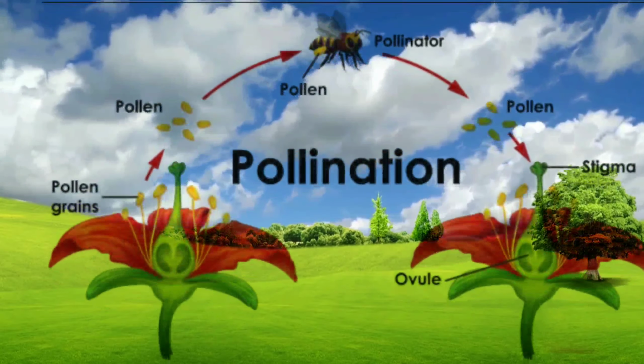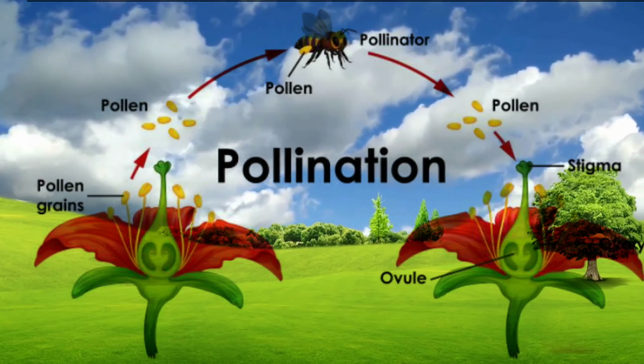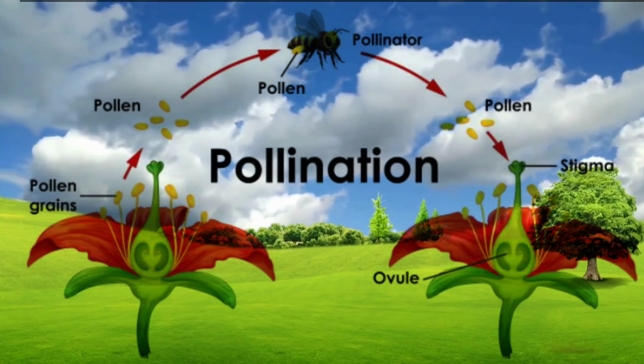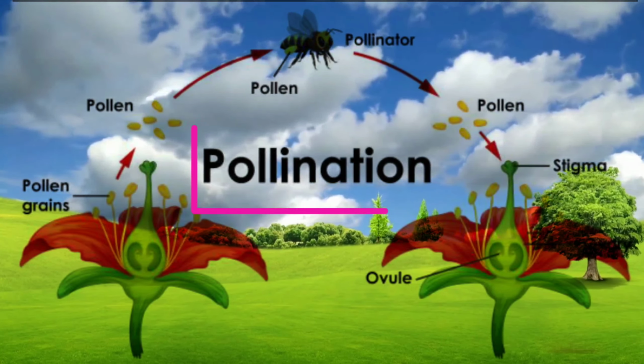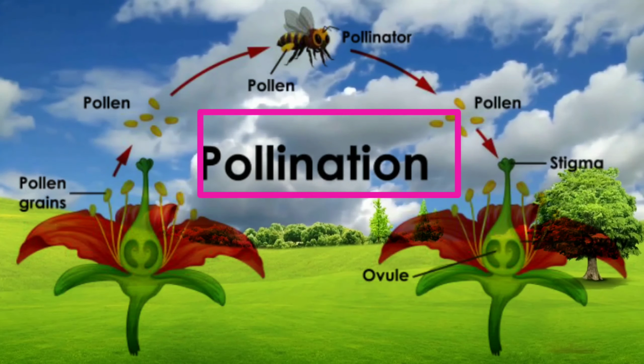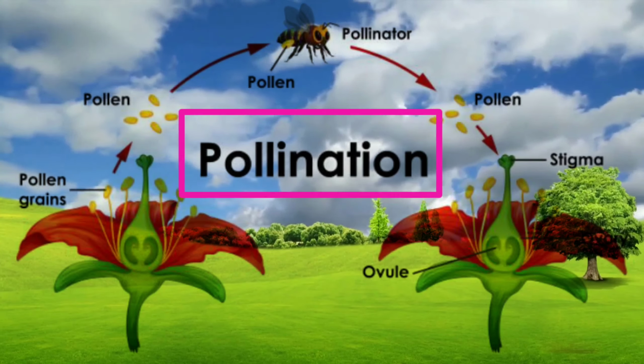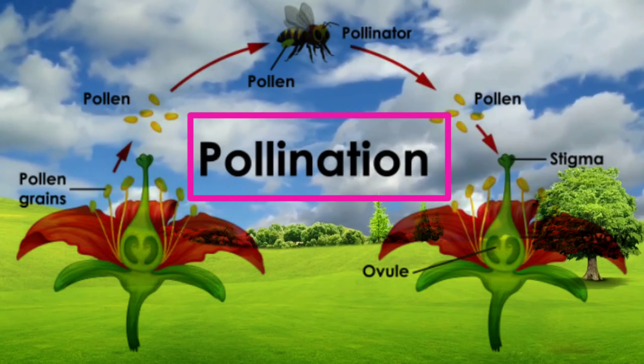After maturity, the anther bursts and the pollen grains fall on the stigma. This process is called pollination. Due to pollination, the ovule, that is the egg cell in the ovary, gets fertilized. Fertilized ovules form the seed and the ovary develops into a fruit.